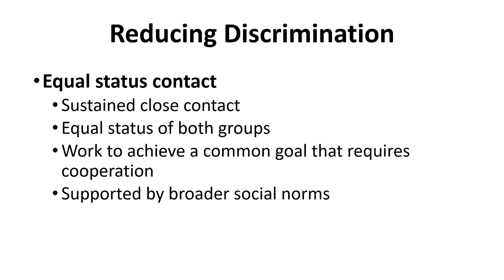So with all of that negativity going on, how can we even start reducing discrimination? One of the ways that the textbook focuses on is called equal status contact, where basically you set people up to closely interact with those people that they would otherwise discriminate against. Have them work together in sustained close contact. Have both parties have equal status, so both groups are treated in the exact same way. No one is superior, no one is inferior, everyone is equal.